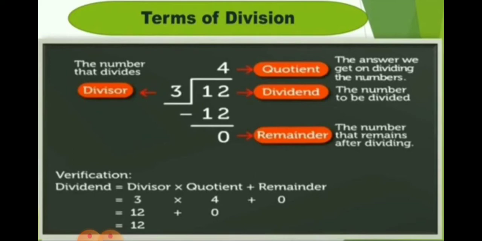Now you can see that at the last we have done verification. Students, to verify whether our division is correct or not, we use this formula: dividend is equal to divisor into quotient plus remainder. You can see here, divisor is 3, quotient is 4, remainder is 0, so 3 into 4. First you will do multiplication, then you will add the remainder. 3 fours are 12 and then 12 plus 0 is equal to 12. You can check your dividend, that is also 12, and hence you have done the correct division.